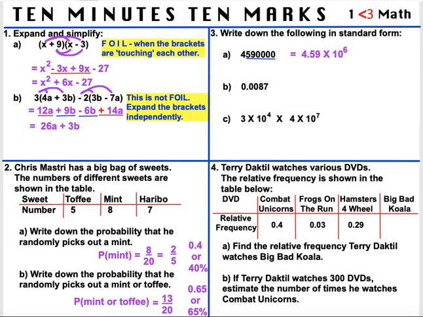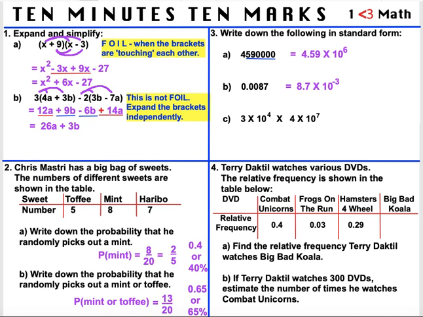For part B, we have a decimal of 0.0087. The decimal point has to go after the first significant figure. So we're going to put our decimal point after the 8, 8.7 times 10. Now we've got 3 zeros, we can zero count for decimals, 3 zeros, so it's going to be times 10 to the minus 3.